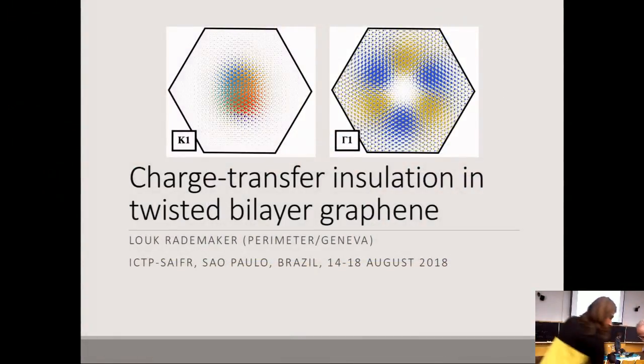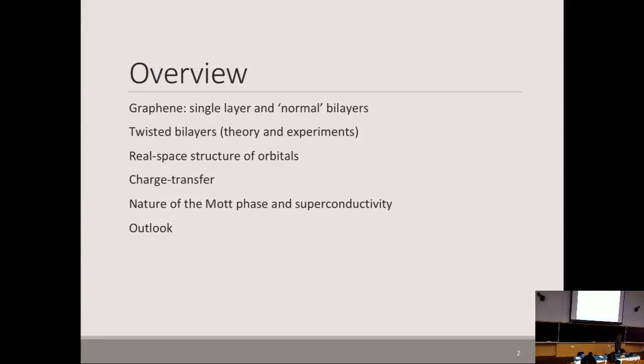So I'm going to talk about a new system that probably in the future you'll hear a lot about, but because I guess this is probably one of the first talks you ever hear about twisted bilayer graphene, I'll just quickly review what graphene is, what bilayers of graphene are, before getting into what I think is the interesting or the important theoretical aspects of this material.